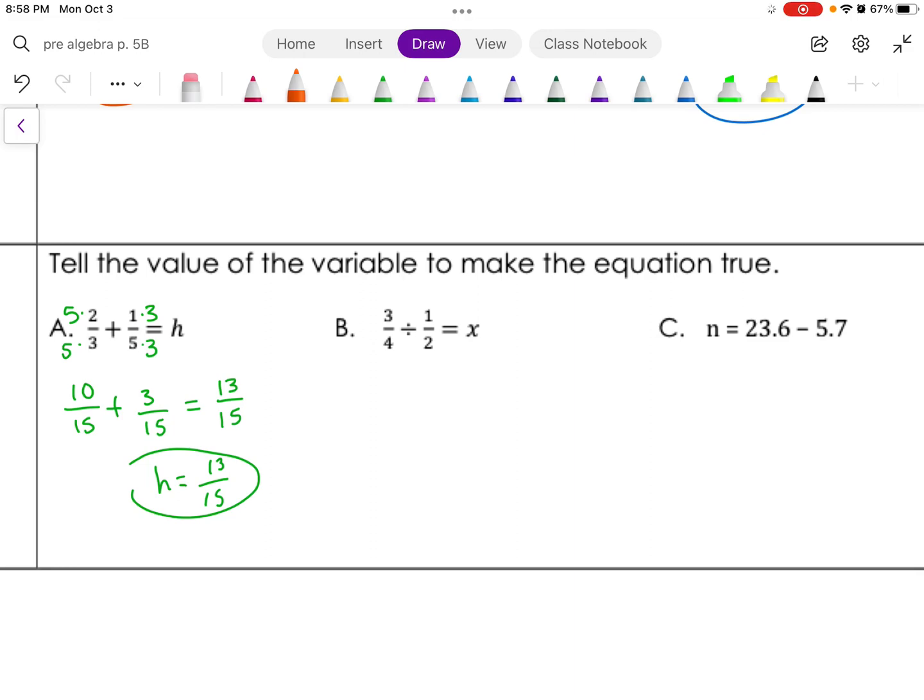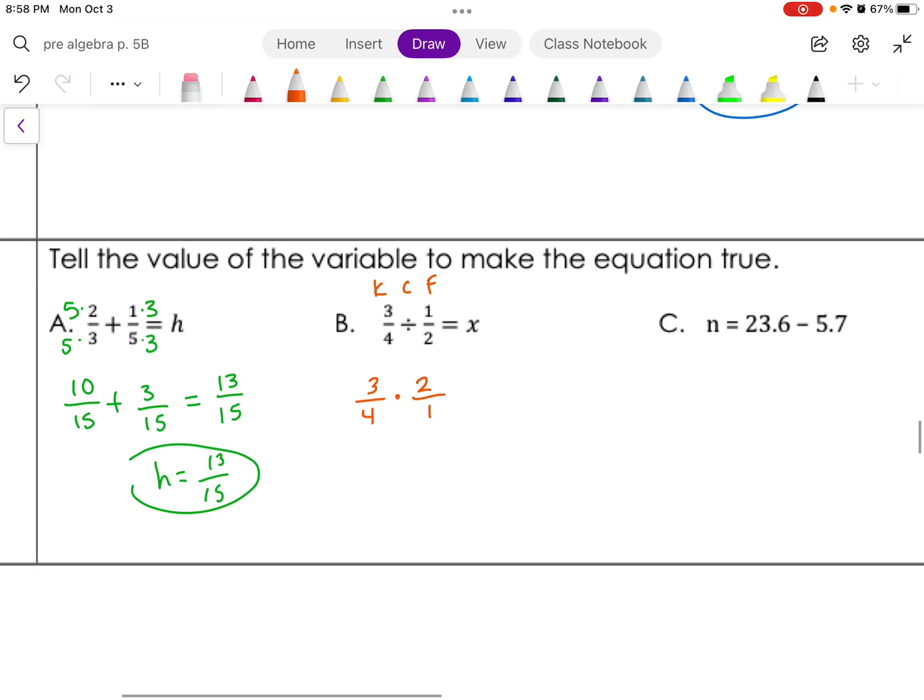Two more. Letter B, we're dividing. So 3/4 divided by 1/2 equals x. So we have to divide these in order to find our unknown value. So remember, we keep, change, flip. So we keep 3/4, we change division to multiplication, and we flip 1/2 to 2/1. Okay, well, I can simplify the 2 out of here. So this would give us 3 times 1 is 3, 2 times 1 is 2. X is 3/2 or 1 1/2.